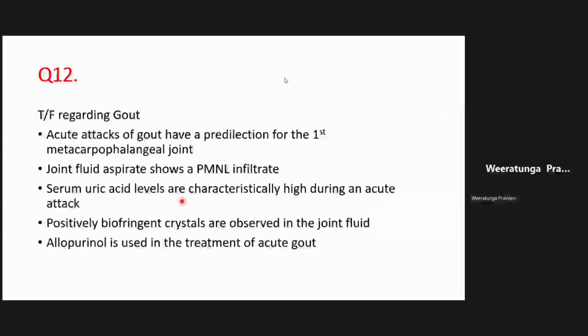Acute attacks of gout have a predilection for the first metatarsophalangeal joint. That is absolutely true. Now, gout presents with acute joint pain, and sometimes mimics septic arthritis. Very important. It mimics septic arthritis in many ways. So acute joint pain, joint inflammation, and if you aspirate the fluid, you will find neutrophils, a whole lot of neutrophils. So it is a very close differential with septic arthritis.